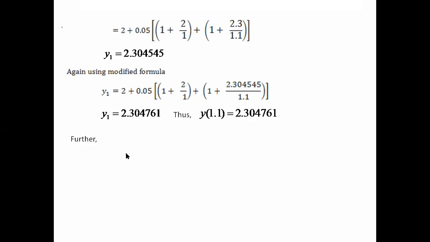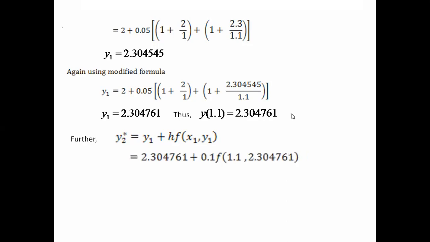For that, first use the Euler formula. That is the approximate value for y2. y2 means the value of y at 1.2. The general formula you have to remember: y(n+1) is yn plus h into f of xn comma yn. For y2, it is one less than that, so y1 plus h into f of x1, y1 is the approximate value.